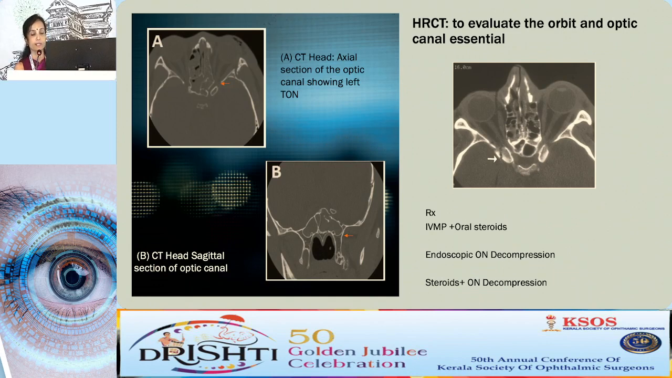So especially if you're suspecting a direct traumatic optic neuropathy, look for optic canal sections and look for any fractures or any crowding of the optic canal, and look at both the sagittal and the axial sections. So if you have a direct TON and with a compressive element, definitely there is an indication for decompression. Discuss with the neurosurgeons and do as required.